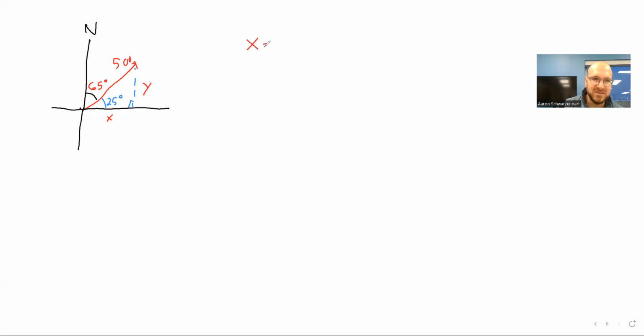So x is going to equal 500 cosine of 25. Has to be the 25. And y is going to equal 500 sine 25. And that is 453.15, 211.31.